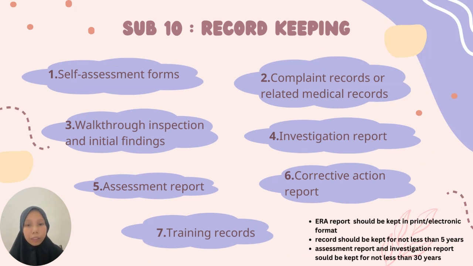The last subtopic, which is subtopic 10, record keeping. These include self-assessment form, complaint record or related medical records, walkthrough inspection and initial findings, investigation report, assessment report, corrective action report, and training records. So, the ERA report should be kept in print or electronic format. And the records should be kept for not less than 5 years, except the assessment and investigation report, which should be kept not less than 30 years.